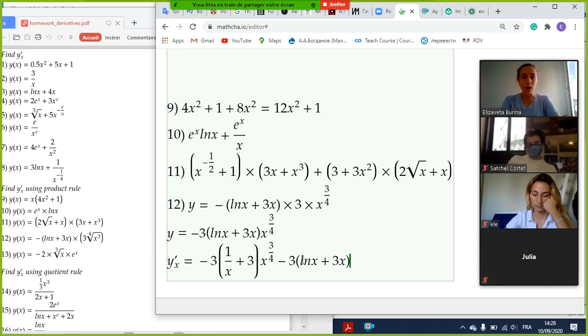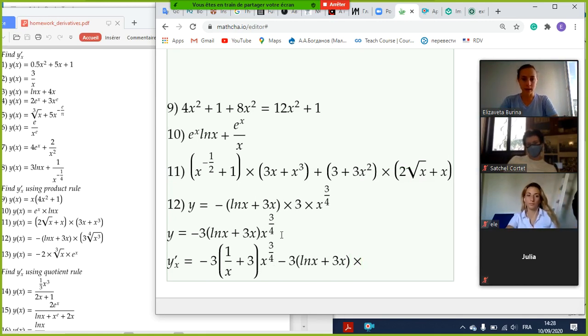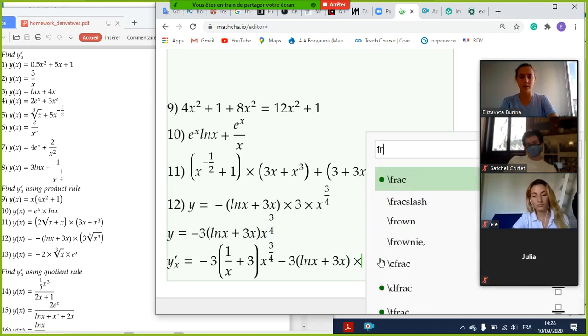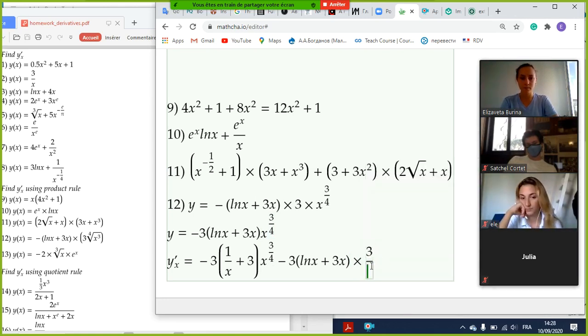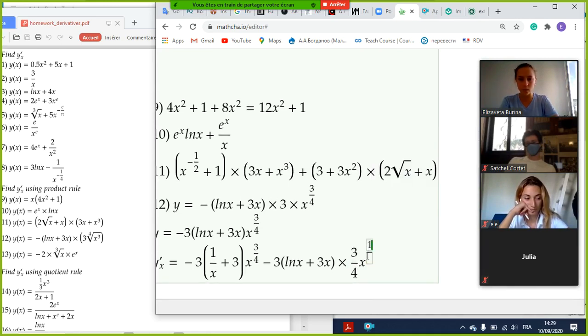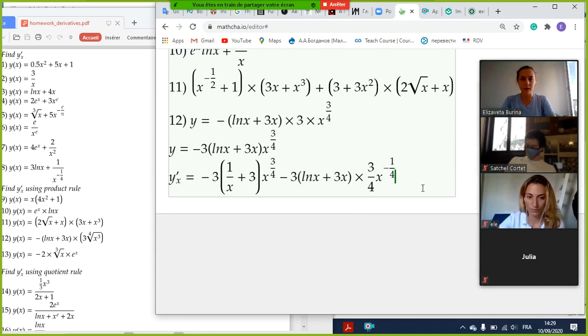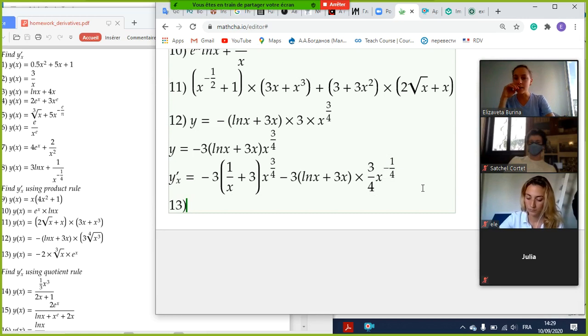And here we were also supposed to multiply it by 3 over 4, which is the exponent of x, so here fraction 3 over 4. And x is getting its negative power now, and it's a fraction 1 over 4 negative. Okay, negative 1 over 4. Perfect. That was number 12. Took me some time. Number 13.